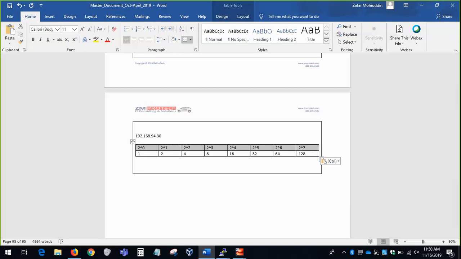But here's the shocking thing: it starts from the right side. It starts from the right side. It's actually 2 to the power 0. It goes from right to left. I'll tell you in a minute why it's going right to left.